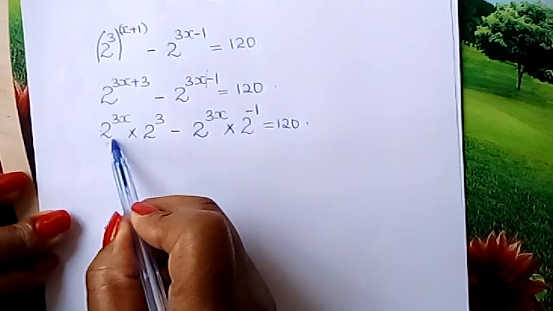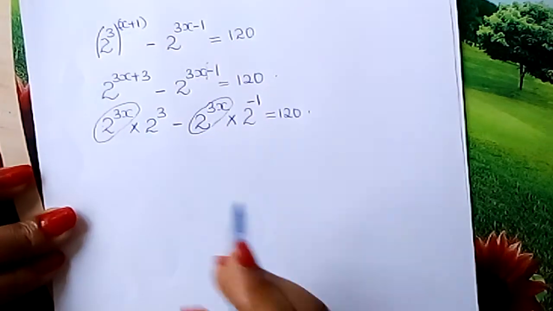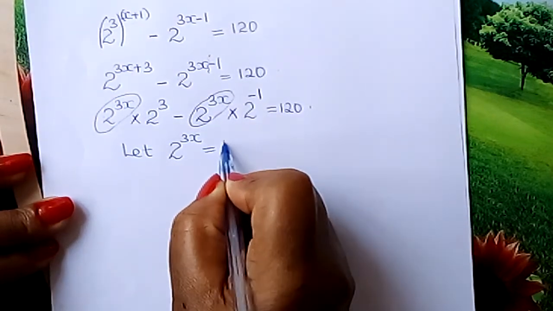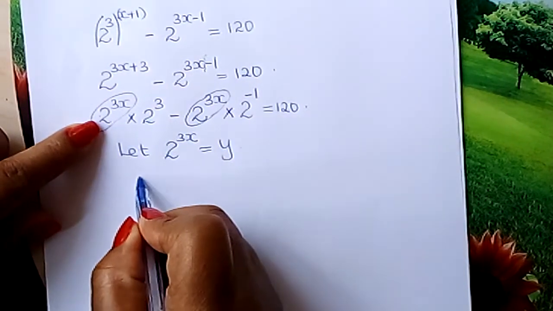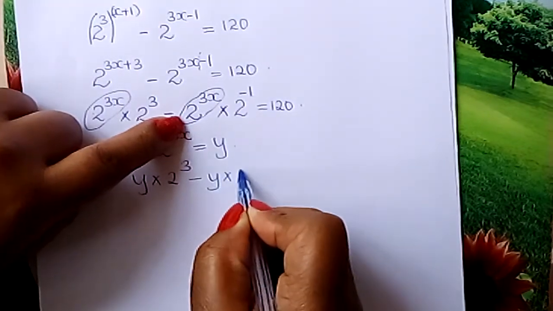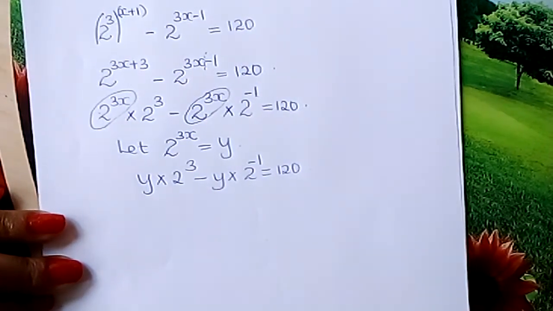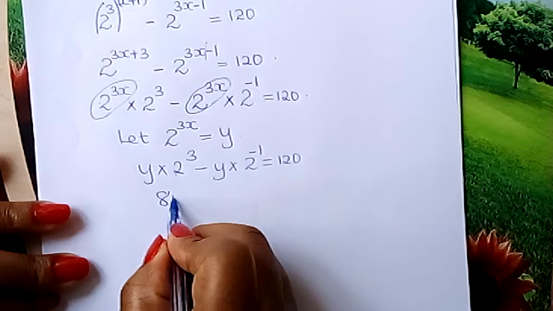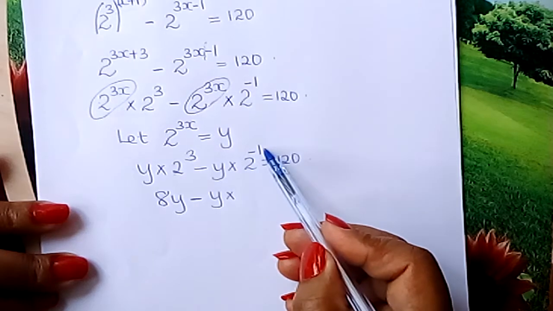Good. Looking at this, learner, now, you can see this term here and this other one here, they are the same. And therefore we say, let 2 raised to 3x be y. So replacing it here, we write y times 2 cubed minus y times 2 raised to negative 1 is equals to 120. So learner, 2 cubed is what? It is 8. So 8 times y gives you 8y minus y times what? 2 raised to negative 1.